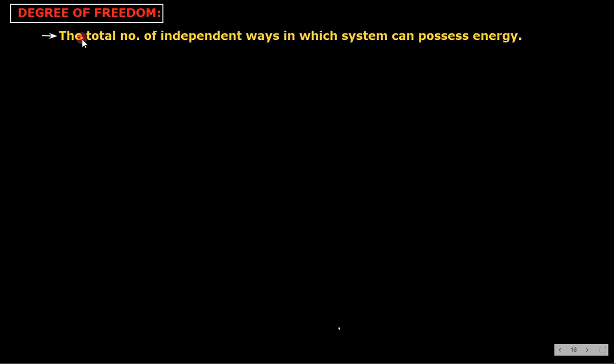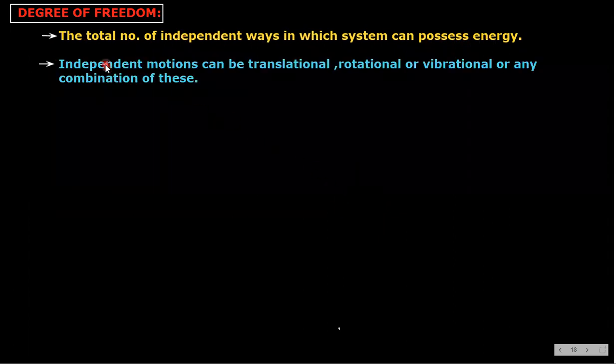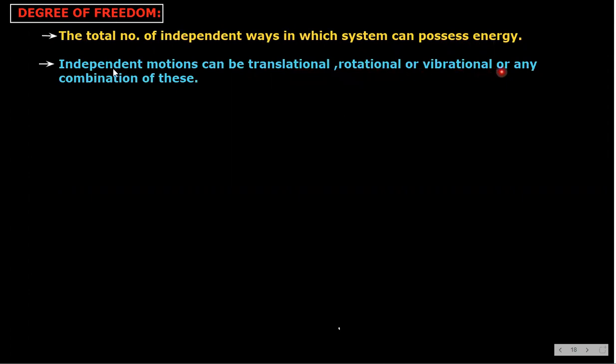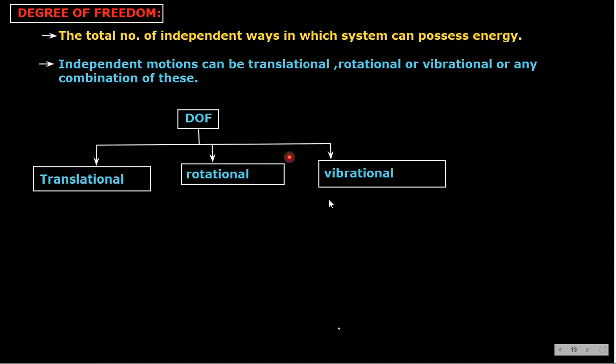So next topic is degree of freedom. What is degree of freedom? The total number of independent ways in which a system can possess energy. Independent motions can be translational, rotational, or vibrational, or any combination of these. So see, degree of freedom: translational, rotational, and vibrational. Now, first of all, monoatomic gas.